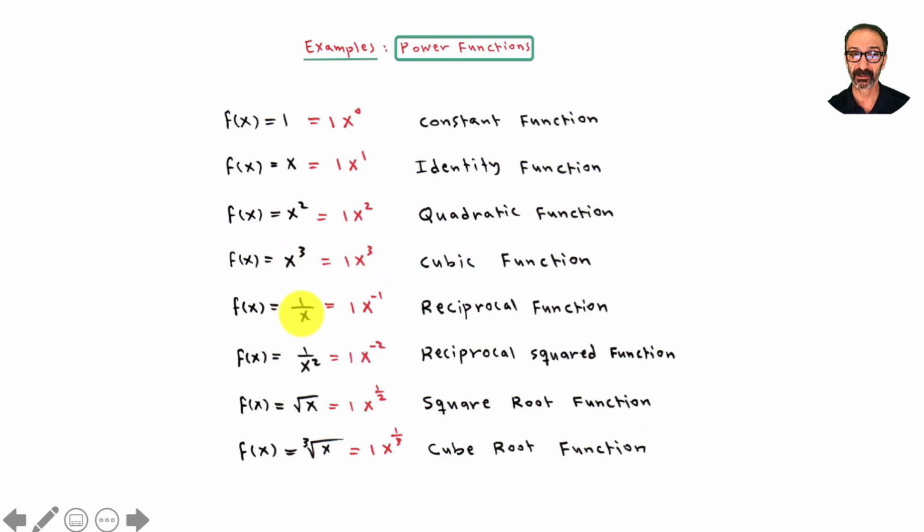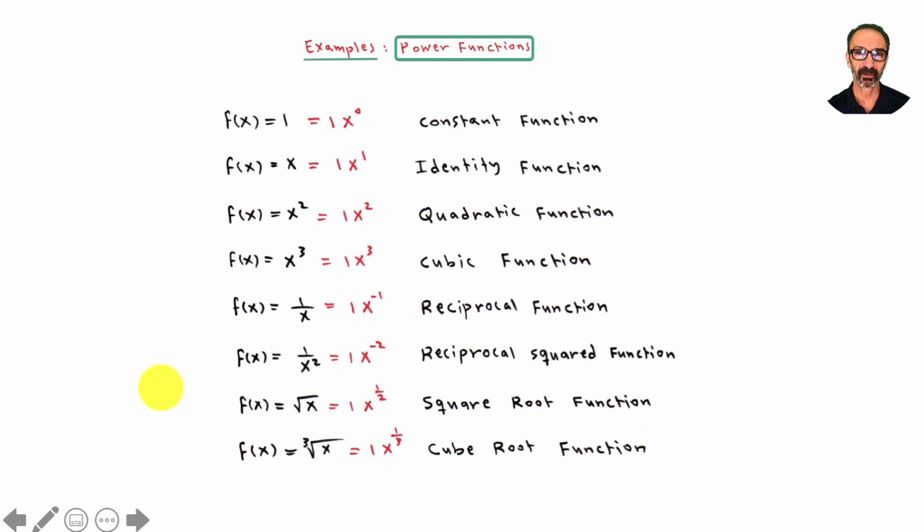1 over x is a little bit different, but if you rewrite it, it's 1 times x to the power negative 1. It's called a reciprocal function. Reciprocal squared function: 1 over x to the second could be written this way. Square root of x is x to the power half. Cubic root of x will be x to the power 1/3. So those are all power functions.